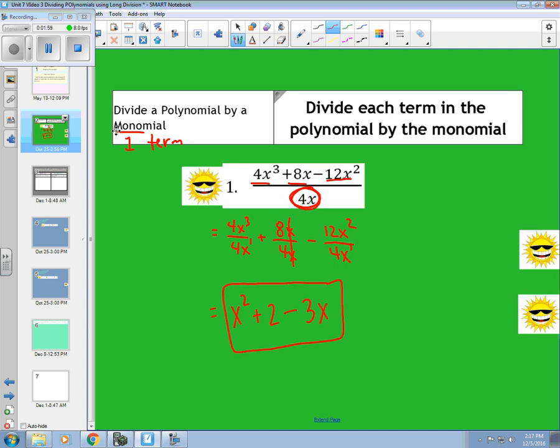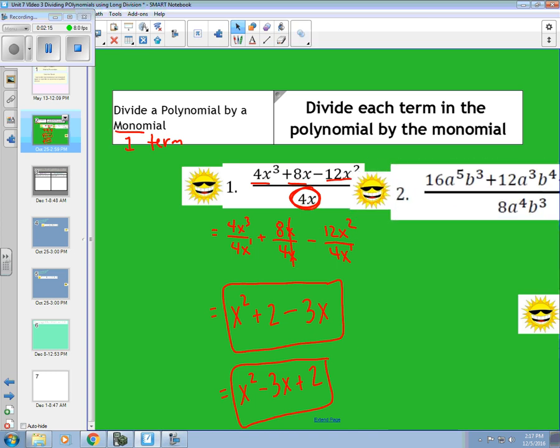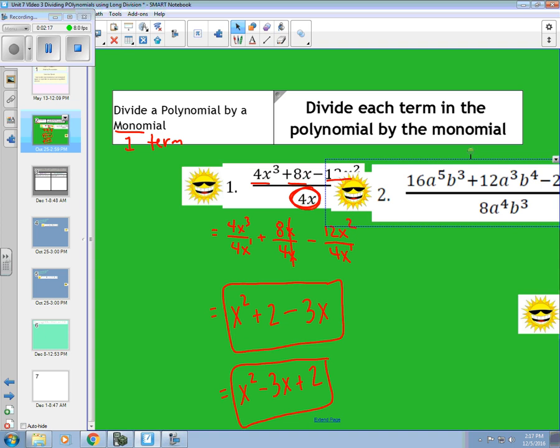Now, a lot of times if this was like an ACT question, they would probably write this in descending order of degrees of x, so it would probably look like that in the multiple choice answers. All right, let's try another one of these. Number 2, they want us to solve this one.